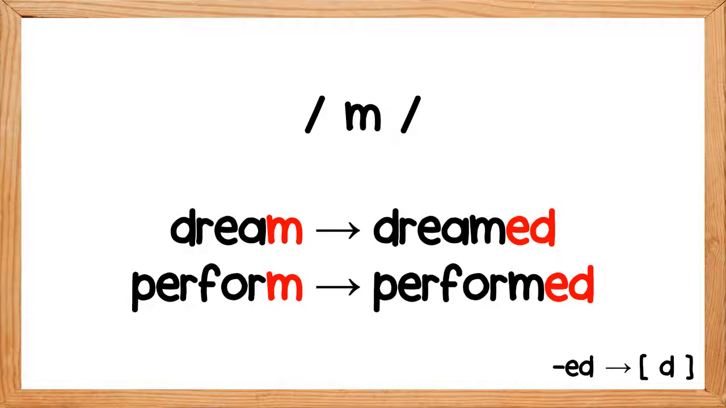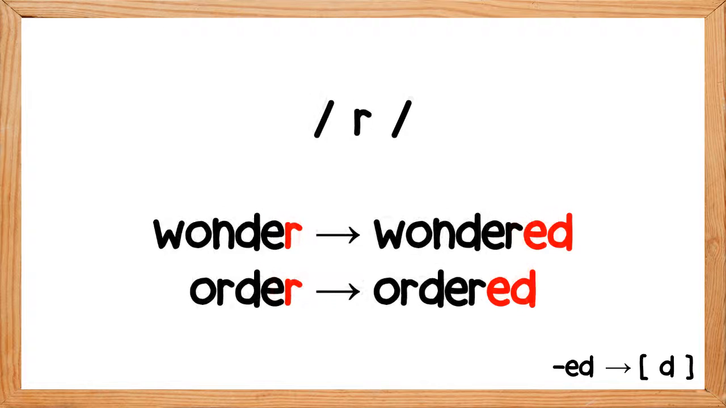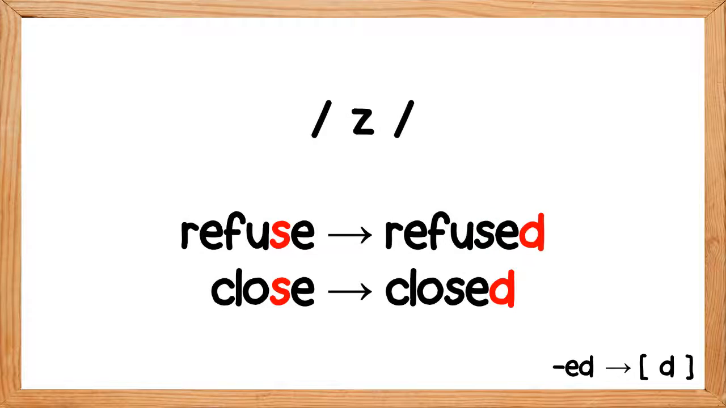And the m and n sounds, in the words dream and perform. When you say dream in the past, you say dreamed, dreamed. And perform, you say performed, performed. In n as well, you have explain, explained, and phone, phoned. The r sound as well. Wonder, wondered. Order, ordered. V, love, loved. Or move, moved.